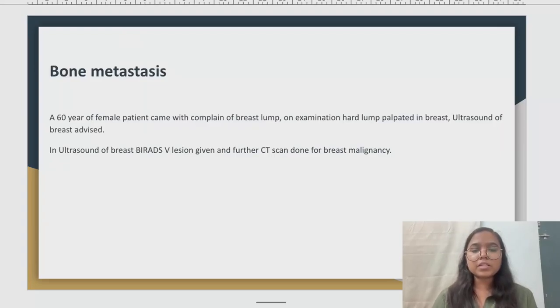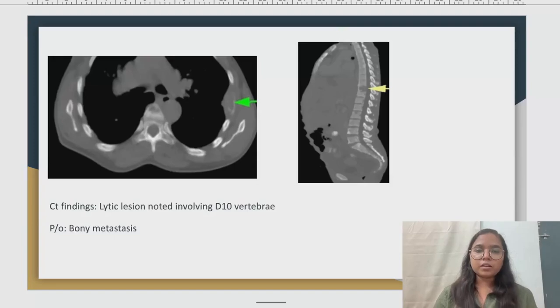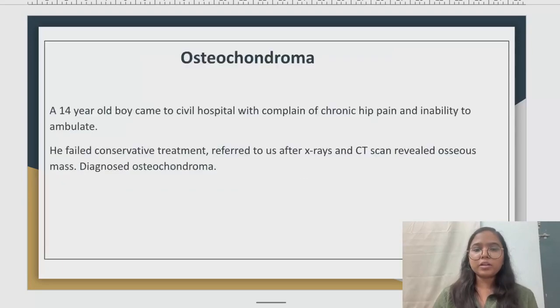Bony metastasis: a 60-year-old female patient came with the complaint of a breast lump. On examination, a hard lump was palpable. Ultrasound suggestive of BI-RADS 4 lesion and further CT was advised. CT findings show a lytic lesion noted involving the D10 vertebra and the ribs on the left side, suggestive of bony metastasis.